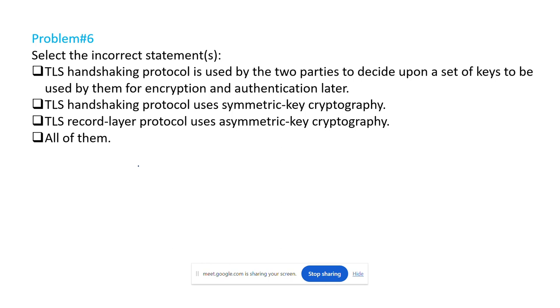Select the incorrect statements. The TLS handshaking protocol is used by the two parties to decide upon a set of keys to be used by them for encryption and authentication later. This is true. Next: the TLS handshaking protocol uses symmetric key cryptography. True or false? This is false, right?